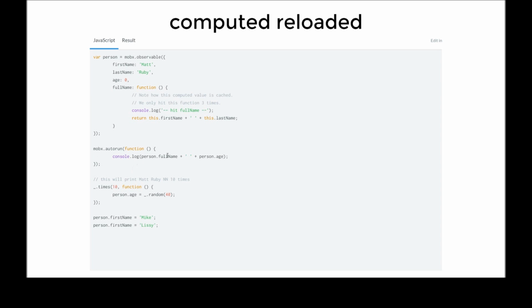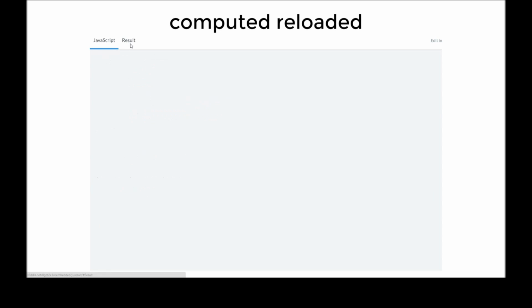In the auto run, we're going to print the full name and the age. 10 times I'm going to change the age. Then I'm going to change the first name to Mike, and then the first name to Lissy. Let's see what happens. So we hit full name initially, so that's how we get the Matt Ruby.